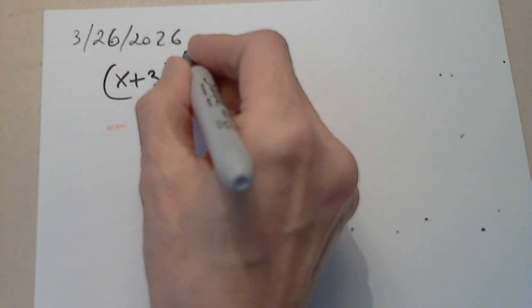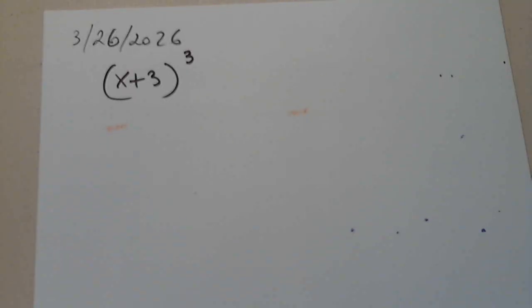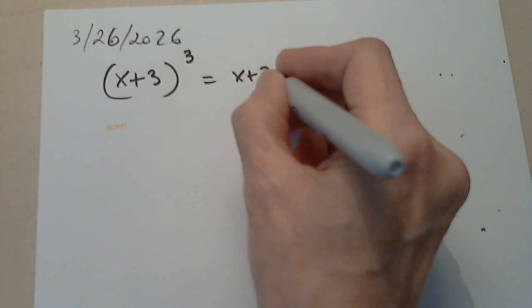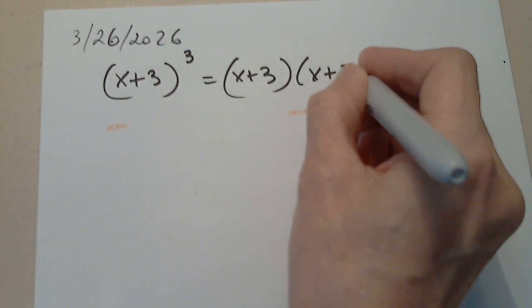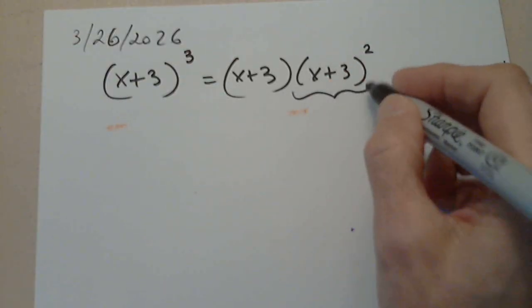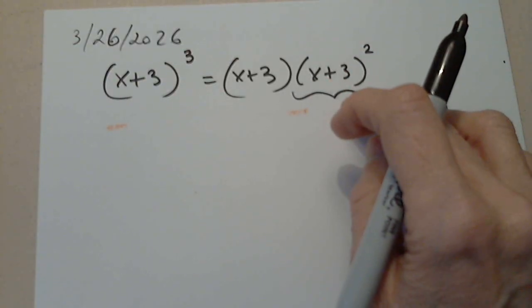to the third power. There is a formula for it, but I don't want to overwhelm you. There is no need to remember this one at all. But you have to remember that this is x plus 3 times x plus 3 squared. And this we know. Please do not FOIL this.